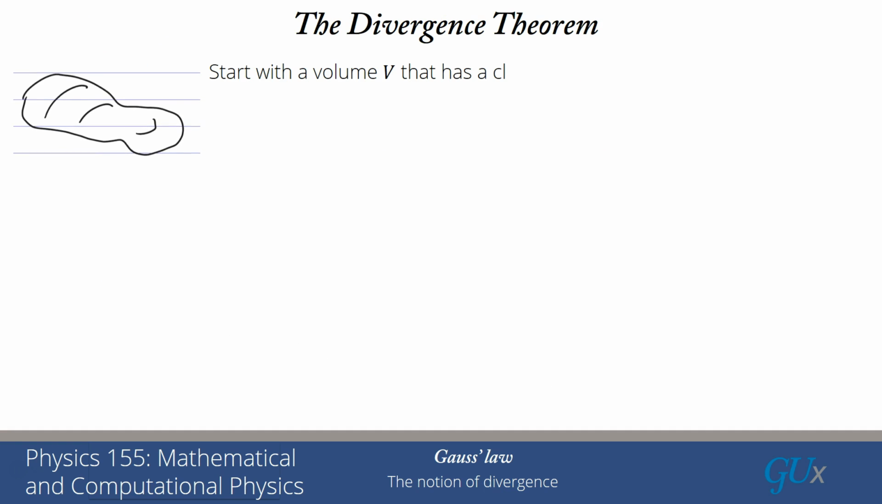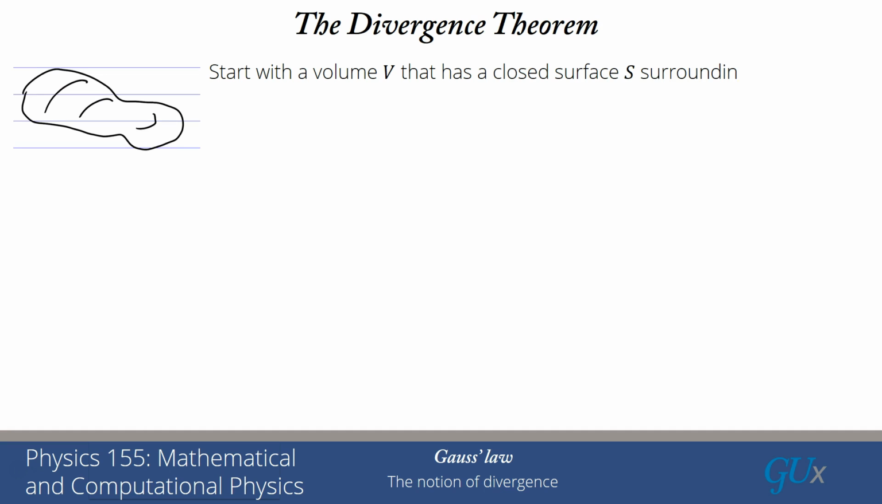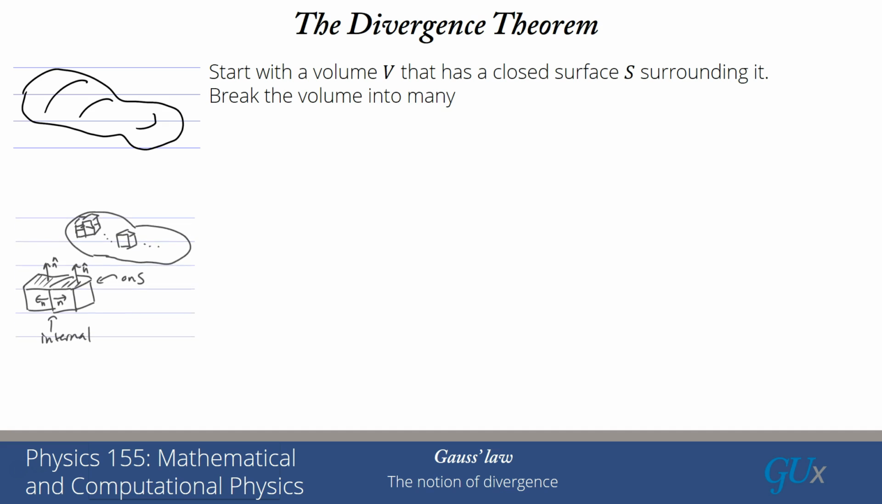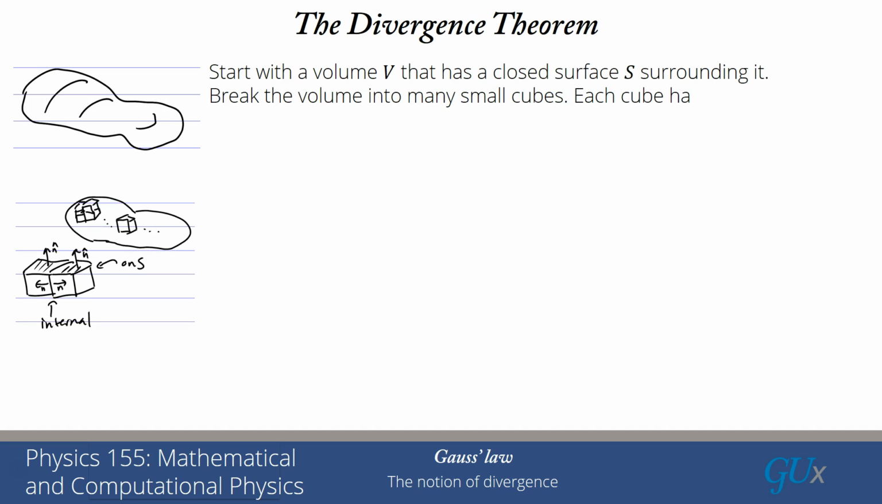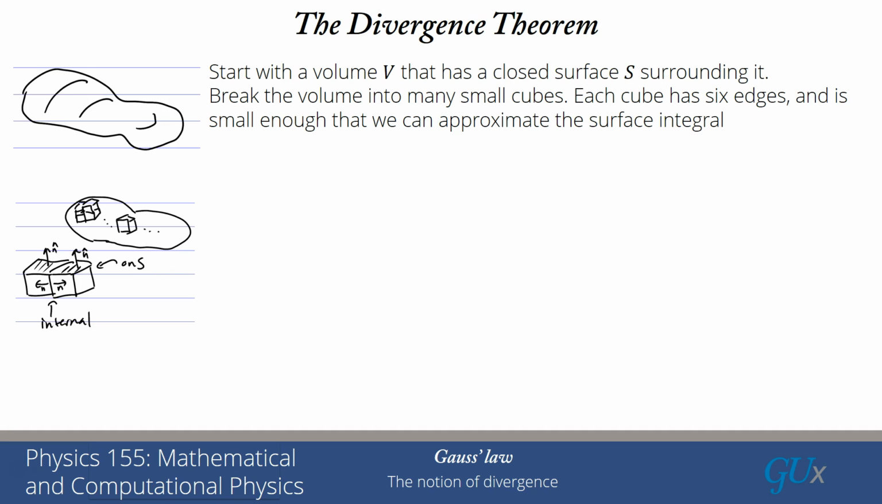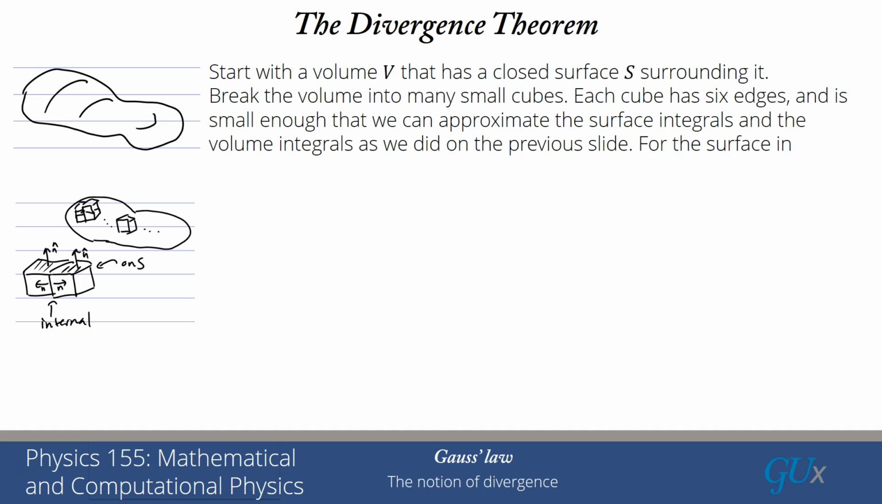So what we have to do is start with some volume V that has a closed surface S that surrounds it. And we're going to take that volume and break it up into many small cubes. Each of those cubes has 6 faces, just like the cube we just evaluated, and we're going to assume that it's small enough that we can approximate the surface integrals and the volume integral over that cube, just as we had done on the previous slide.